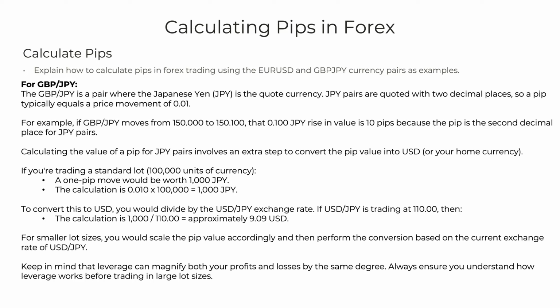So anyways, I'm on the third line here. It's a pip move, and the second number past the decimal will be your pip movement. Okay, so let's calculate the value of pips for JPY.